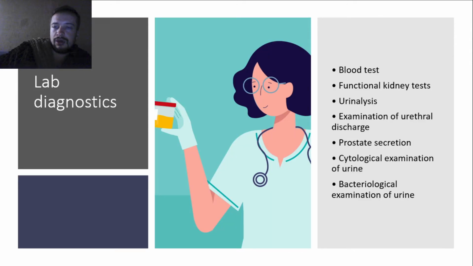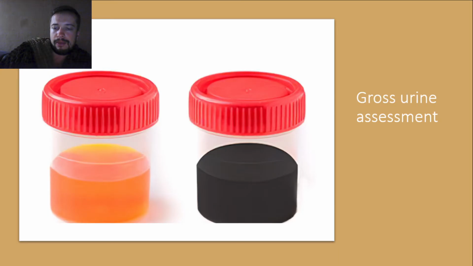Lab diagnostics: we can do blood test, functional kidney test, urinalysis, examination of urethral discharge, prostate secretion, histological examination of urine, bacteriological examination of urine. Urine color. Normal color is pale yellow to dark amber. Red urine, see hematuria. Black urine, alkaptonuria. Turbidity, cloudiness of the urine. Cloudy urine suggests infection or hydruria.